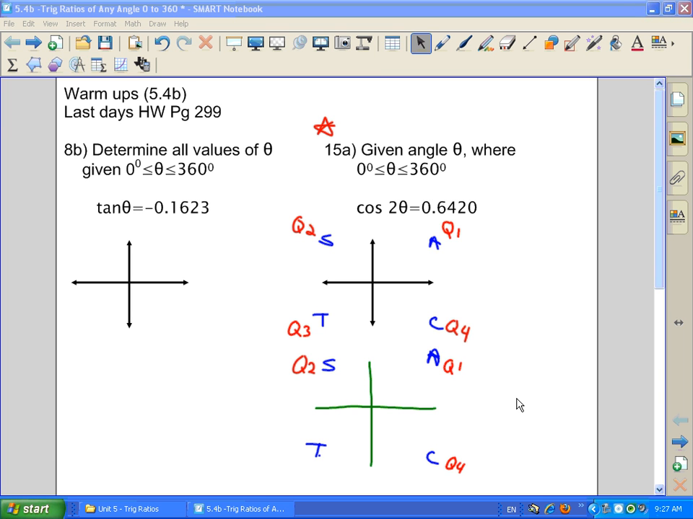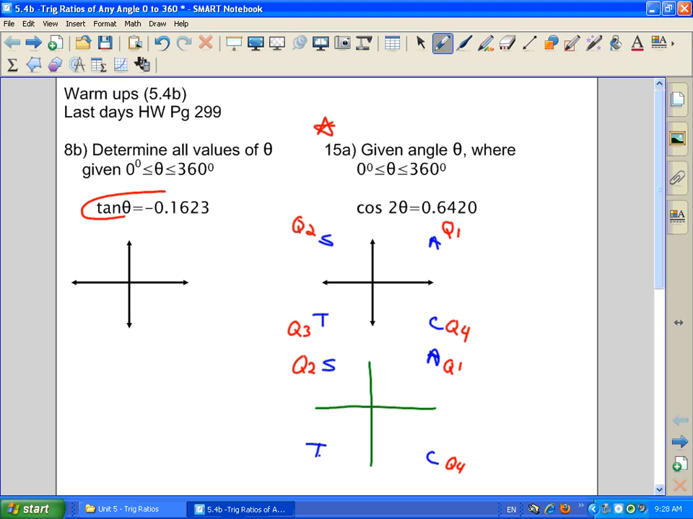Today we're going to be continuing the work on the CAST rule and taking a look at our trig ratios between 0 and 360 degrees. To start off with for our warm-ups, I thought we'd take a look at a couple homework questions. So we're going to take a look at 8b and 15a. 15a was one of your tricky questions, and because of the work involved I will show you why it's a tricky one. So take a look in 8b, folks.